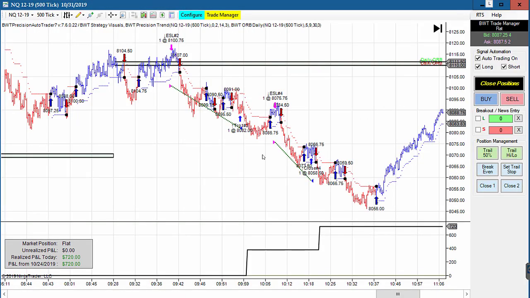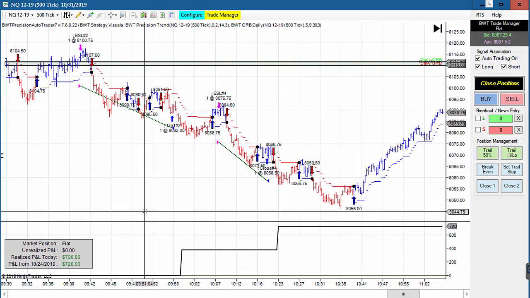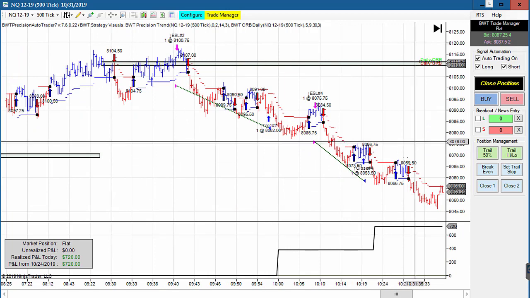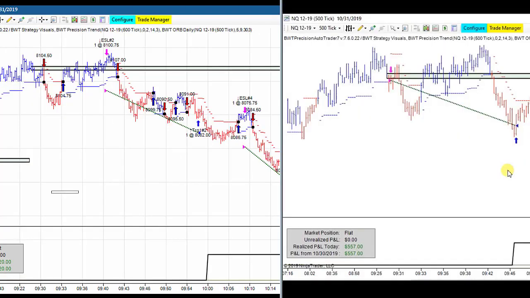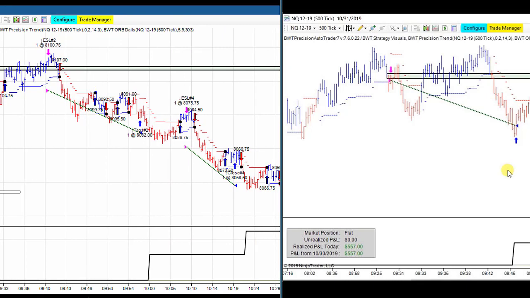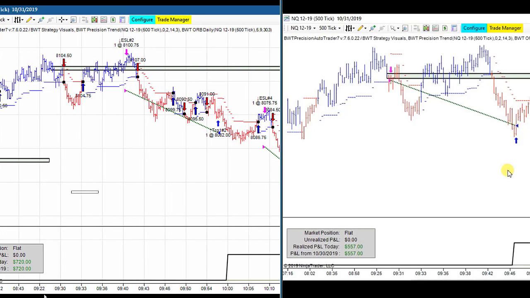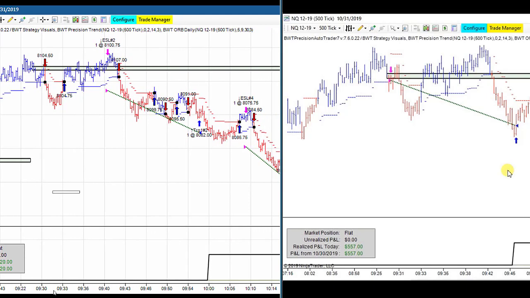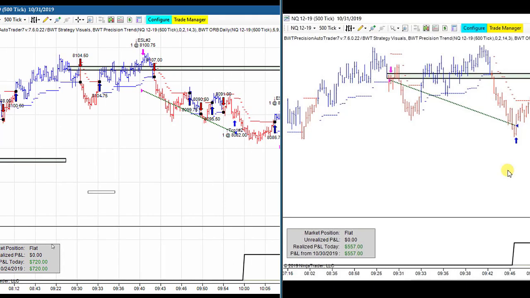Okay, so this is a little bit of a spoiler towards Jim's video. This is my 500 tick chart, and I'm going to bring over Jim's 500 tick chart. I'm trying to show this the best I can. It's a little difficult to get everything lined up, but notice on the left is the Autotrader in live simulation and my template untouched, and it did 720 today.